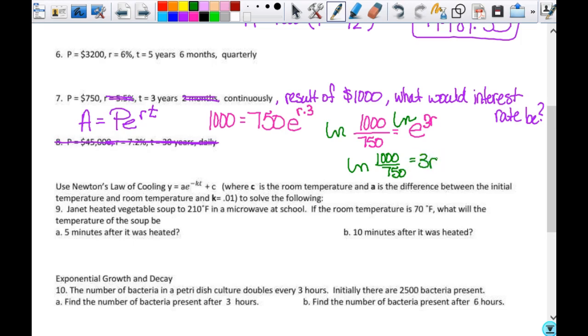Everybody with me on that? So to find my rate then, I just divide by 3, so I get the natural log of 1,000 over 750. That's all the natural log there. Divided by 3.